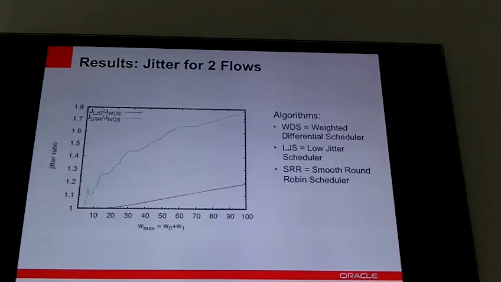So WDS outperforms both algorithms, and as I've said before, LJS outperforms SRR, so therefore WDS is significantly better than SRR. For the values I've shown here, going up to weights of 100, we get something like a factor of 2 improvement over SRR, and about 20% improvement for high values in comparison with LJS.